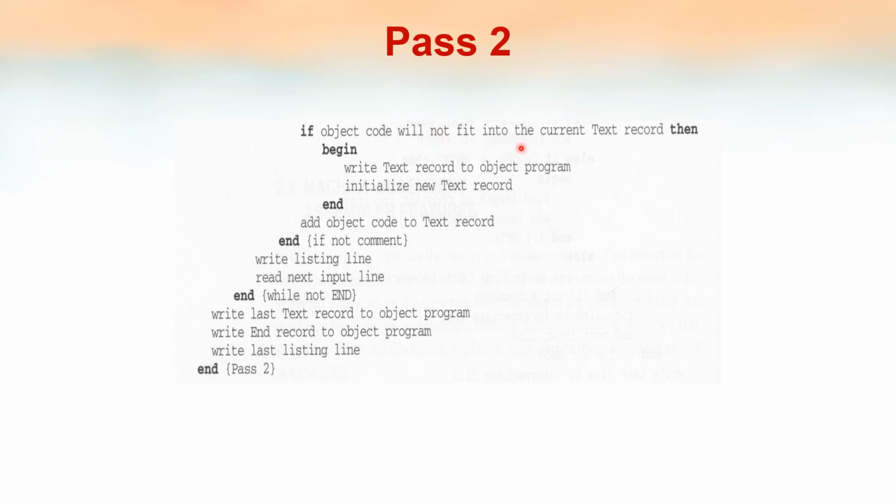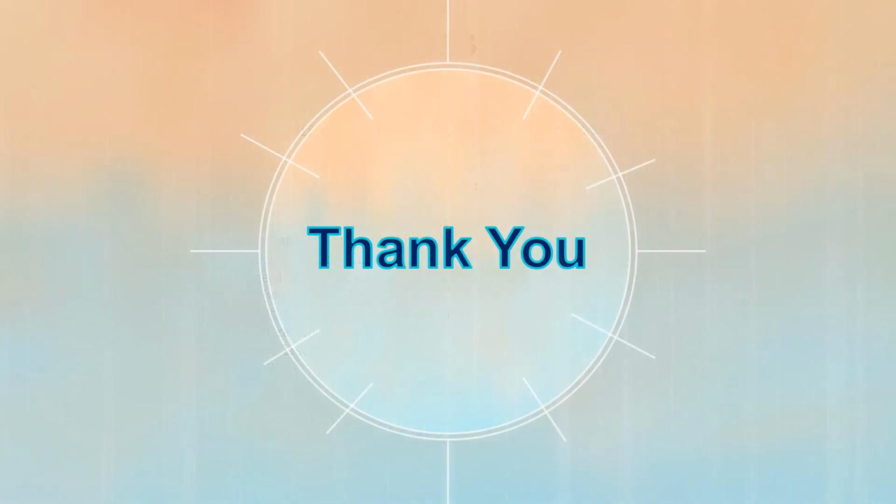If the object code will not fit into the current text record, then we initialize a new text record. Then add the object code to the text record. Write the listing line, read the next input line, and the loop continues like that. After finishing, write the last text record to the object program, write the end record to the object program, and write the last listing line. So this is the end of pass 2. Thank you.